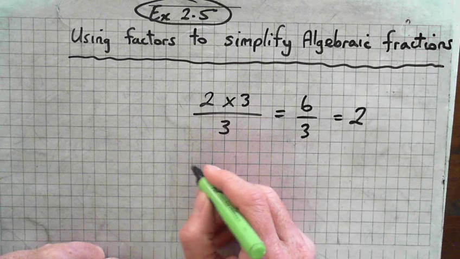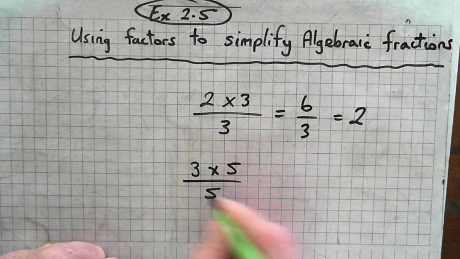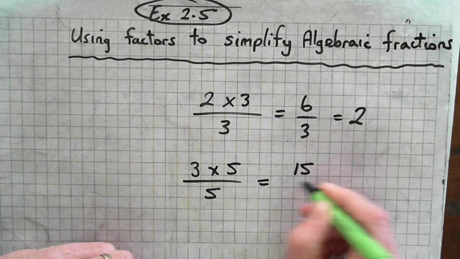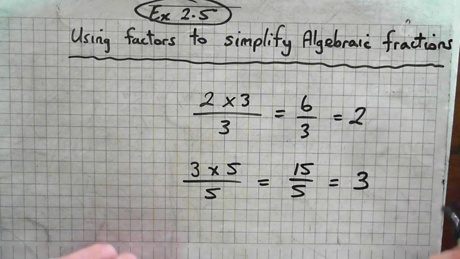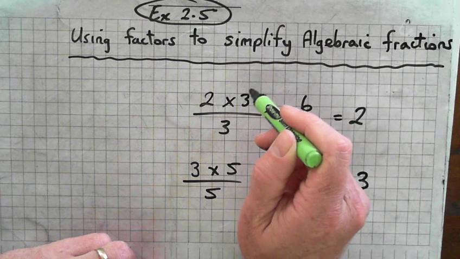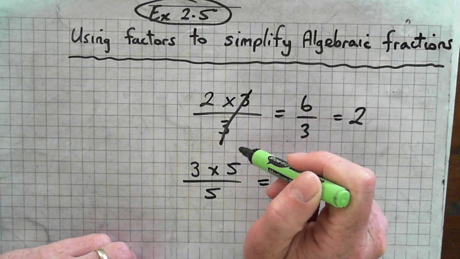Right, another one down here. If I had 3 times 5 divided by 5, 3 5s are 15, divided by 5, and the answer is 3. Can you see a better or a quicker way of doing it? Yeah, what is it? Yeah, 3 divided by 3 is 1, okay?